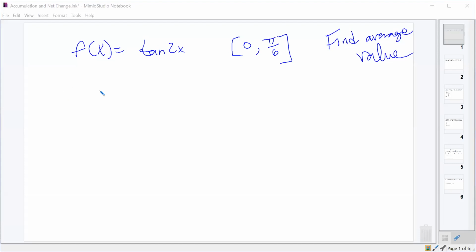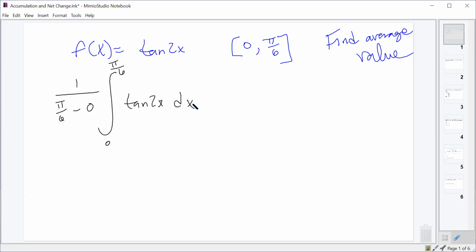So first off, it's 1 over pi over 6 minus 0, since we're finding the average value, 1 over b minus a, times the integral from a to b of tangent 2x dx. And so the first thing we'll do is turn that tangent of 2x into just a tangent of u by letting u equal 2x. And if u is 2x, then du is the derivative of 2x, which is 2 dx. And then in order to get rid of the dx, we need to have a 2 with it, to turn it into the du. So we put a 2 inside, and we multiply by a 1/2 on the outside.